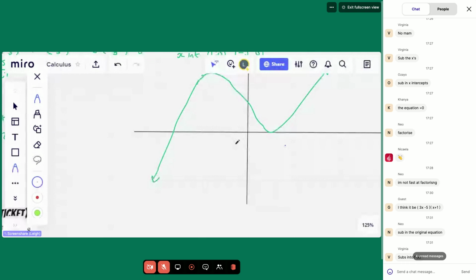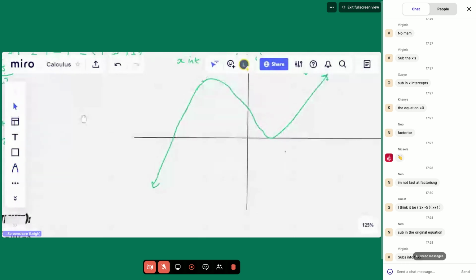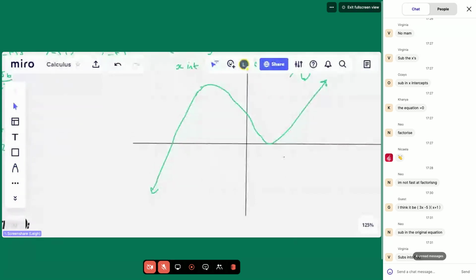Not the best cubic function I've ever drawn, but anyway, that will do. And now we have to label our turning points and our intercepts with axes. Okay, so if we don't do that, we're going to get marked down.